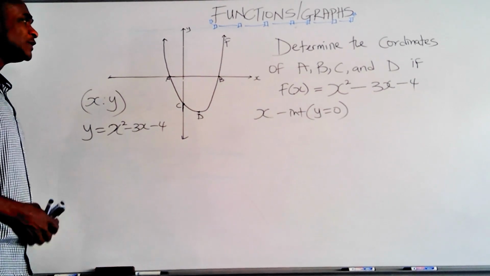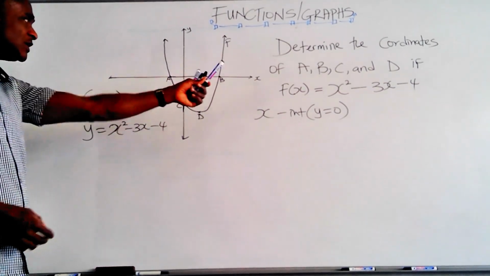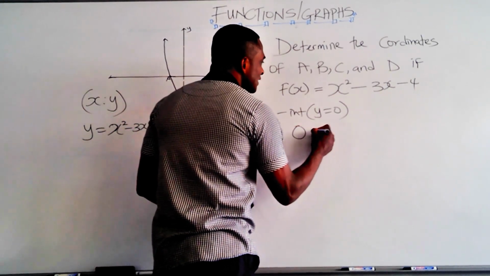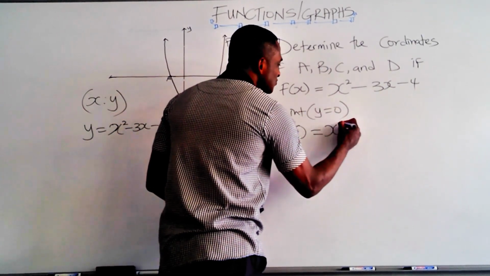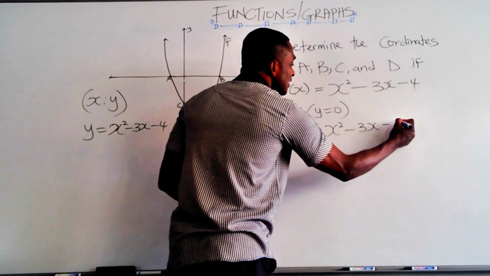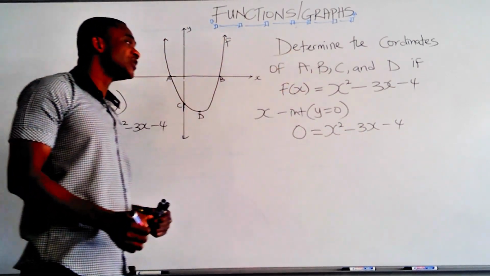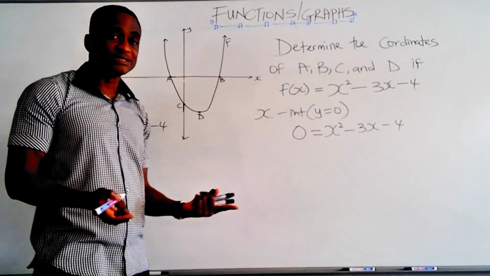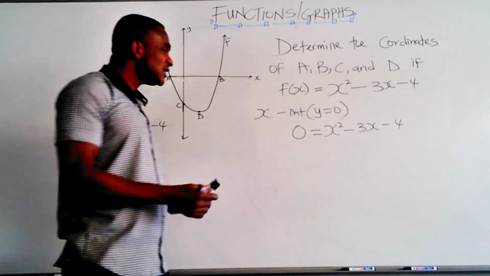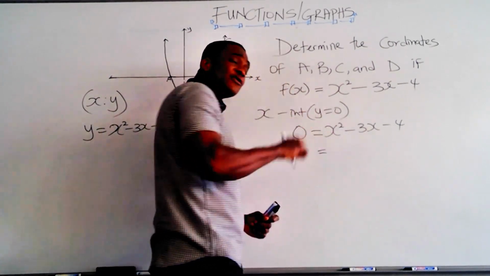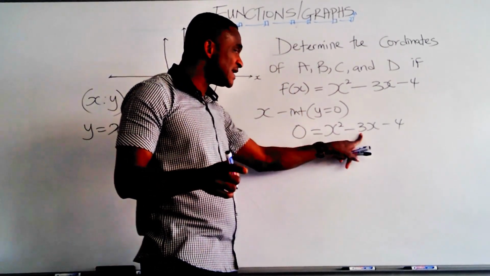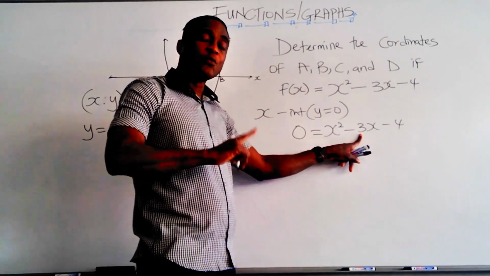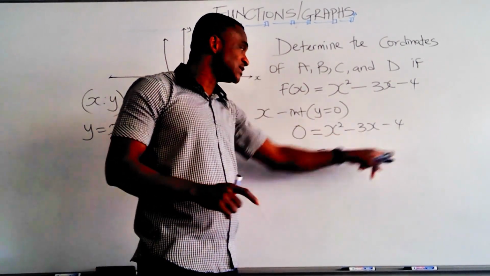Now, what do we do? Make y 0 in the given function. Let's go. So we have 0 is equal to x squared minus 3x minus 4. It's already equated to 0. What we need to do is to solve using the formula, factorization, or any other method. Let's see if it is factorizable. We are looking for two numbers that when we add them, it gives us the middle one. That's trinomial factorization. When we multiply them, it gives us the last one.